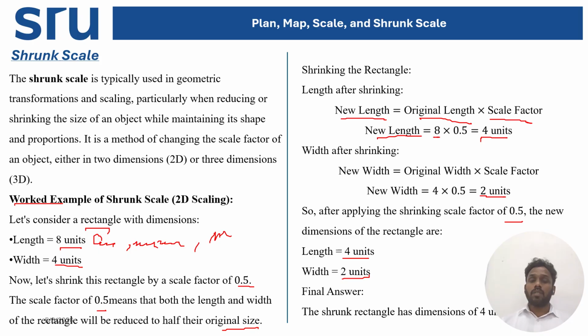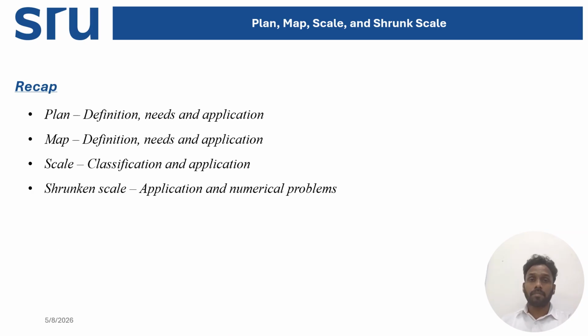Okay, right? So when you are converting this, for example, this is your rectangle. This is actually 8 and this is 4. After your shrunk scale, it has become 4 and 2, right? So this shrunk scale factor is given. The final verdict is that the rectangle has a dimension of 4 units as length and 2 units as width. So this shrunk scale example clearly shows that due to your shrinkage, your measurement also shrinks.